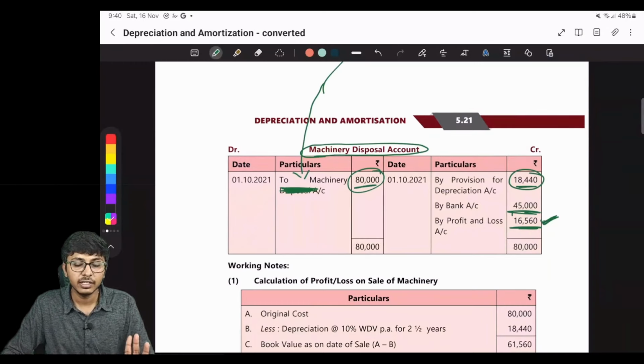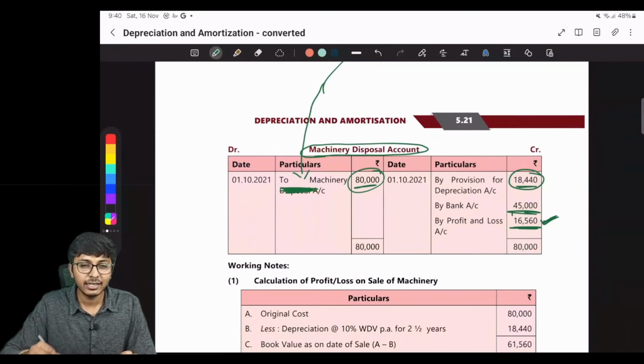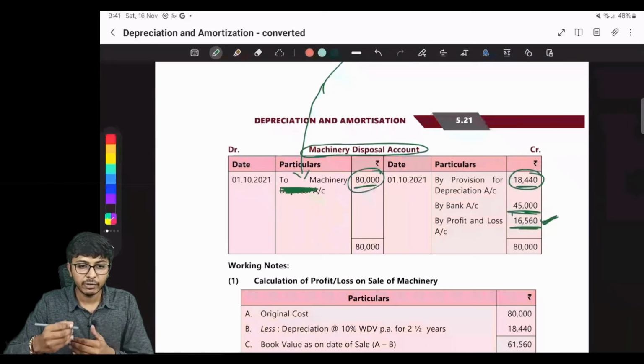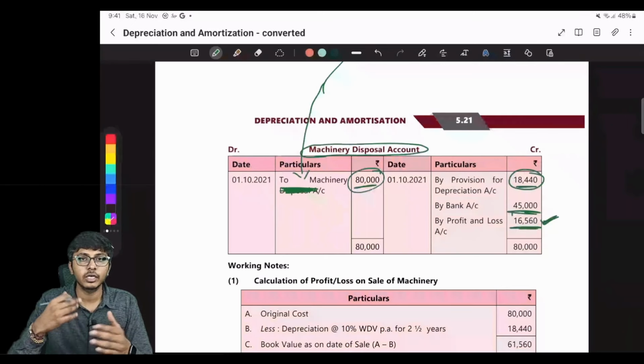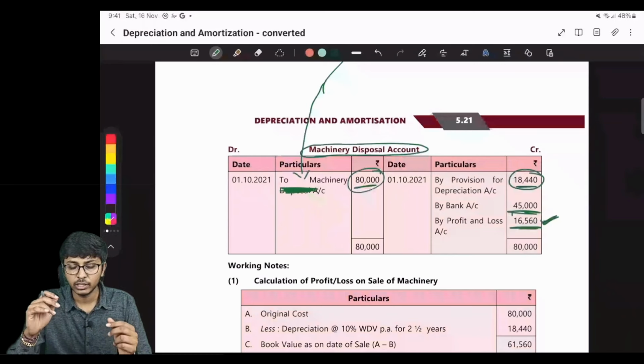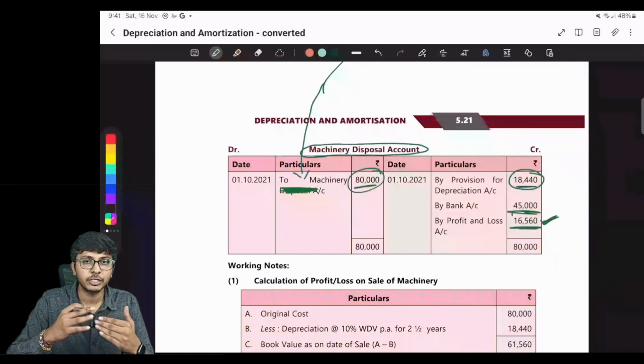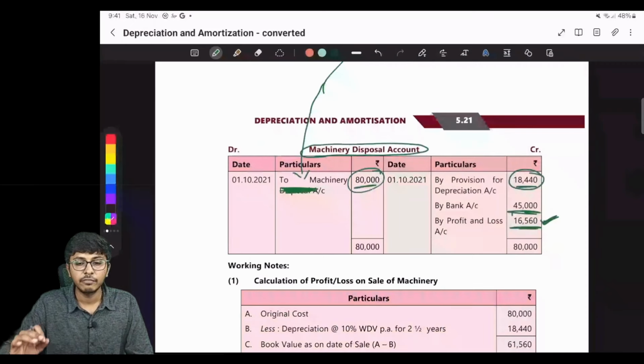Simple, very easy. If you want a detailed calculation, please comment in the comment section. We will make a detailed one-hour video on how to calculate using working notes, so that it becomes very easy. This video is for those who have studied and know how to do it, just a brush up. So I'm running quickly and finishing this topic for you. Did you get it? Okay.